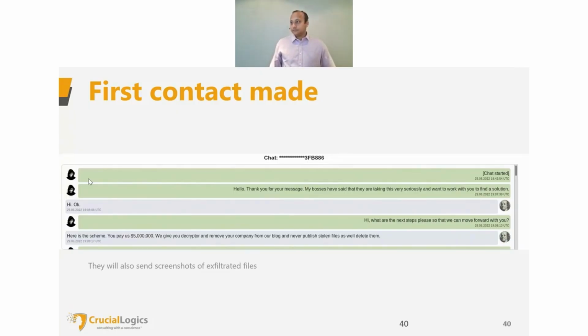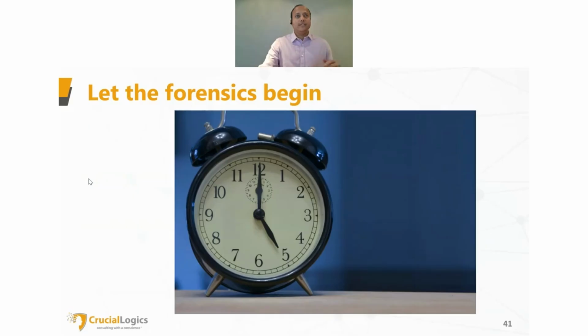Basically, they will send you screenshots of exfiltrated files to prove that they actually have the files. At one point, your negotiators will ask them to decrypt a sample file, so they'll send a sample file over, and they'll prove to you that they can actually decrypt the file.